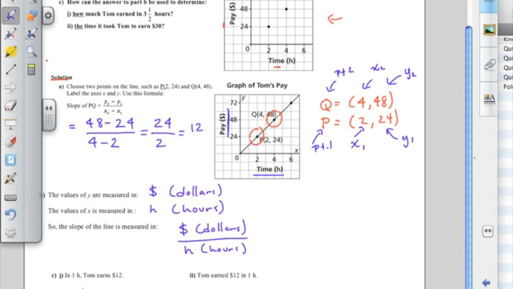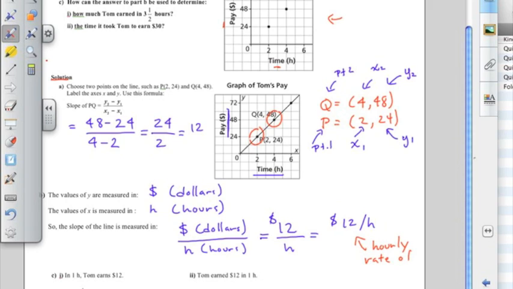So we would interpret our slope of the line. Our slope is 12, and that's $12 per hour. And usually when you see a rate of pay given, it's done this way, $12, and they use the slash to represent the division, so $12 per hour. So that's what that slope represents. It's his hourly rate of pay.